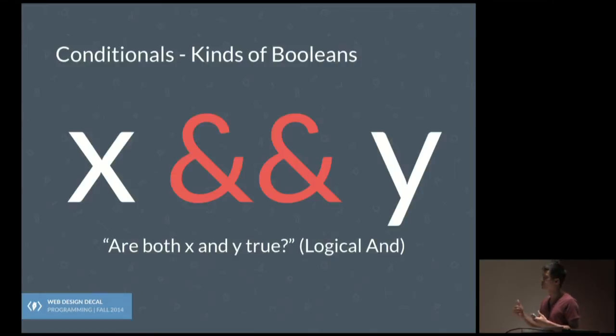So it can't be the case that x is false and y is true, because then the whole thing, when you compare them with and, will overall be false, right? So it's not enough to have just one of them be true. They both have to be true for this to be true.